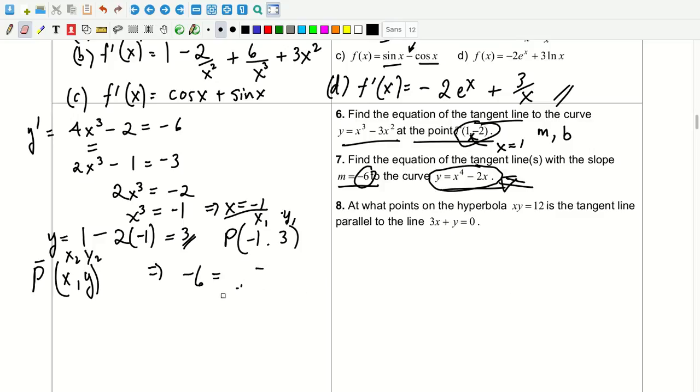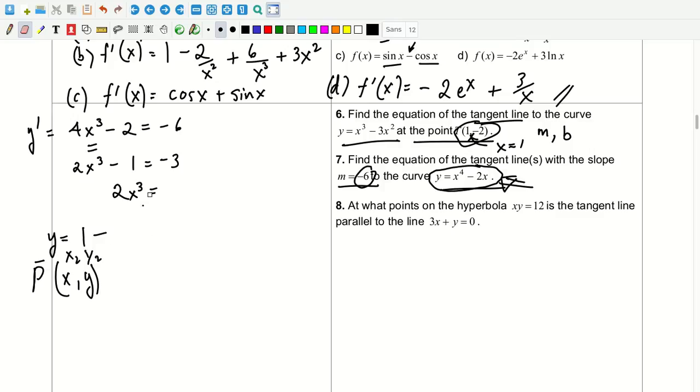Now what they're looking for when they say parallel is at what points (x, y) that are a part of the equation xy equals 12 do the tangents have a slope that's parallel to this line.